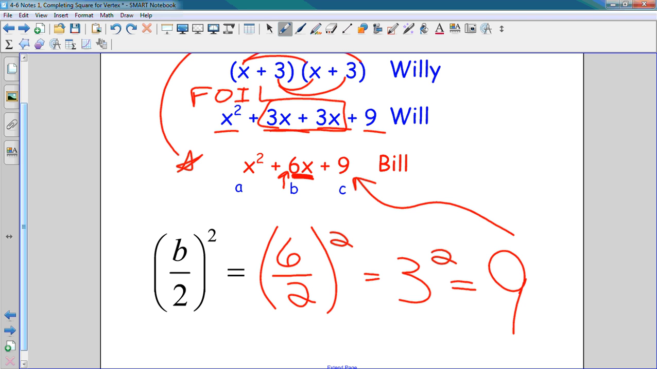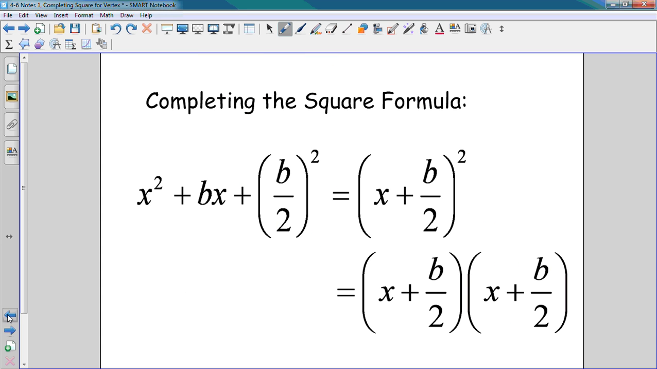Now, look at the completing the square formula that I gave you. To write it as William, what do I have to do to the B? Look at that formula. This is William right here. How did they get this number right here?